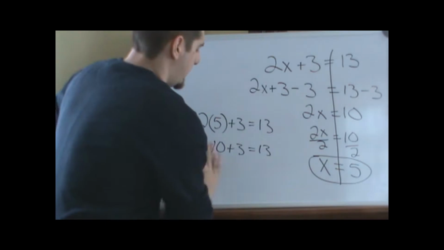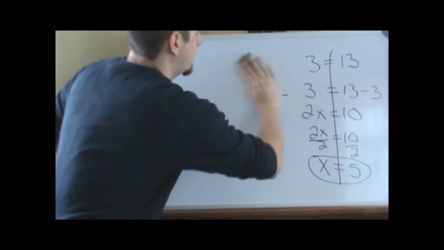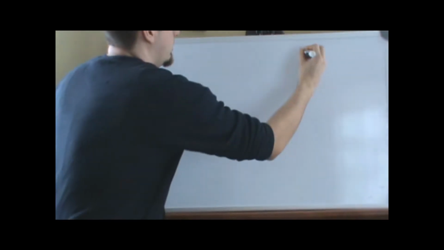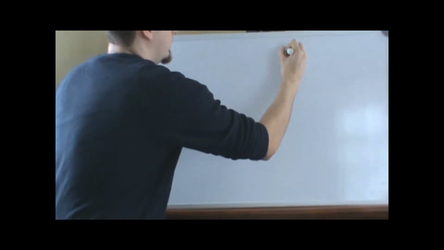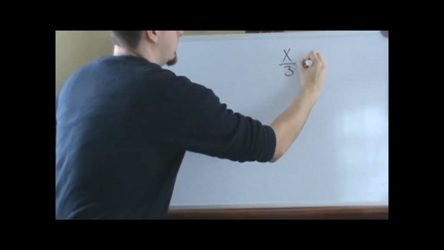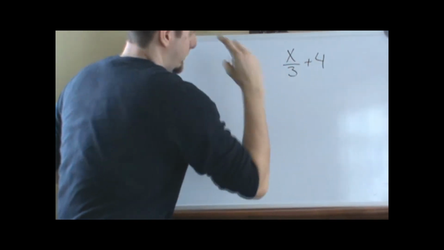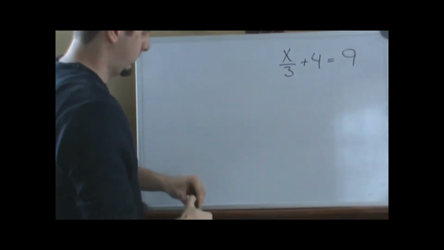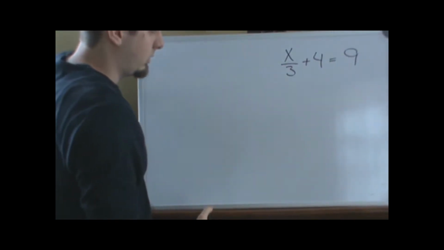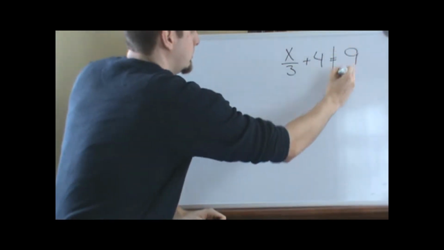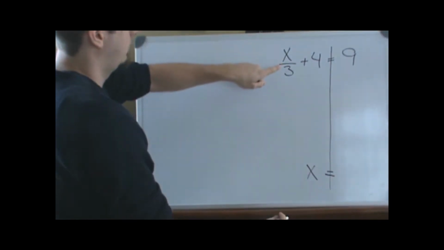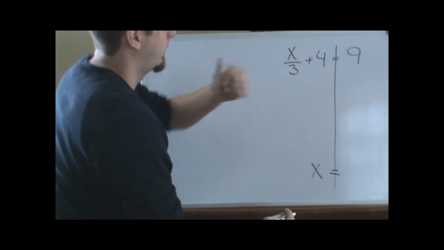So I'm going to do one more example, just to make sure we have it down. And I'll try to go a little bit slower this time. Okay, just as before, our goal is to get x by itself. So now we need to get rid of the divide by 3 and the plus 4.